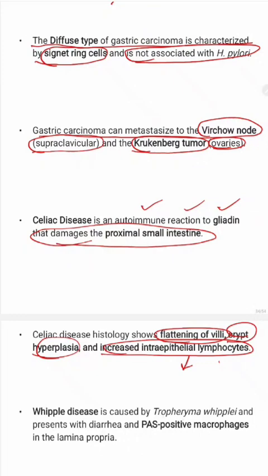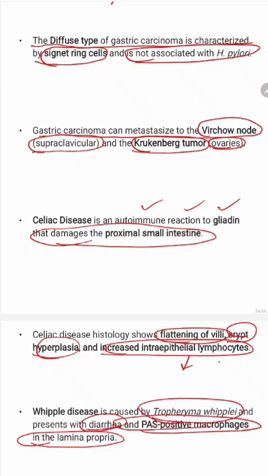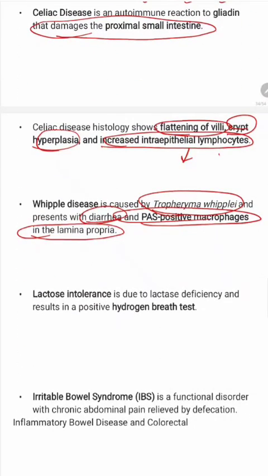Now, Whipple disease. So, Whipple disease is caused by a bacterium, Tropheryma whipplei, and it presents with diarrhea and periodic acid-Schiff positive macrophages, okay, in the lamina propria. Lactose intolerance. So this celiac disease and Whipple disease, these are invasive gastric diseases.